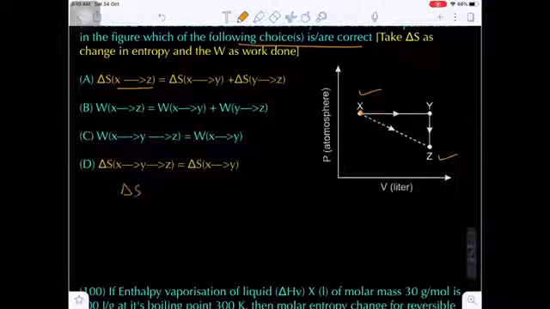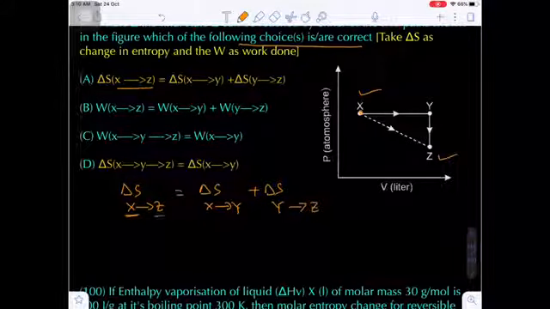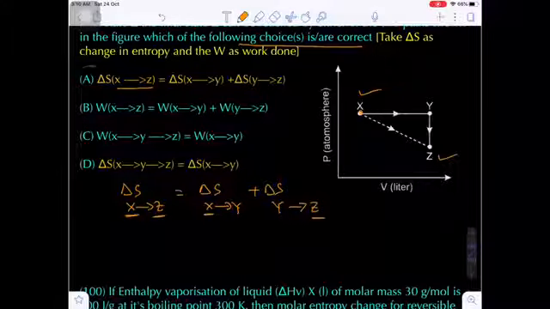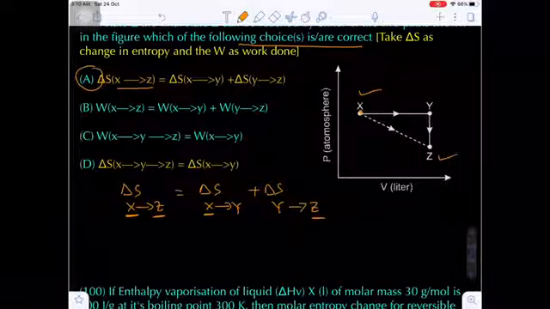That means the change in entropy from X to Z is the algebraic sum of the change in entropy from X to Y plus the change in entropy from Y to Z, because the initial state is X and the final state is Y. That means the first option is 100% correct.